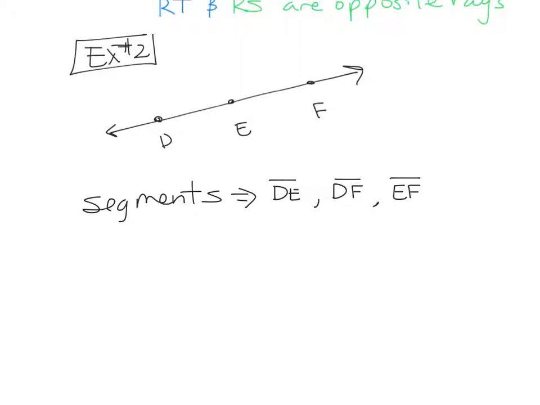Can you name some rays in this picture? ED. So ray ED, right? That would be this one, from E this way, right? That's ray ED. Ray EF is starting at E and going through F. Okay, so ray EF. Any other ones?